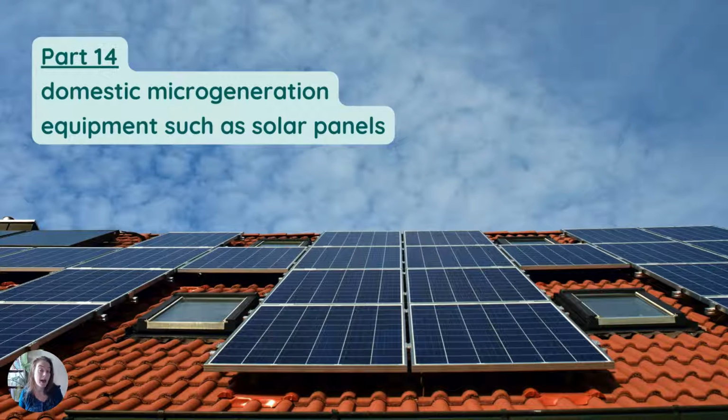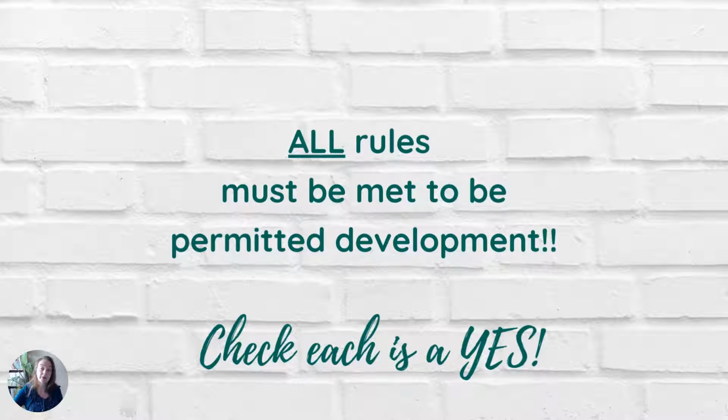And then part 14 is all about domestic microgeneration equipment. So that could be solar panels, it could be air source heat pumps, the white boxes. It could be a wind turbine type of thing. They're not particularly common, they're not particularly effective for most houses. But if you have a house that has one, or you want one, that's where you would look in part 14 for the class that deals with the limitations and restrictions on those things and what you're allowed to do.